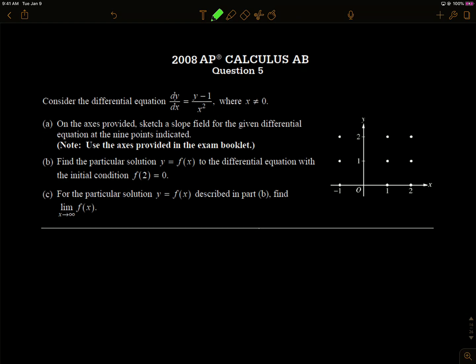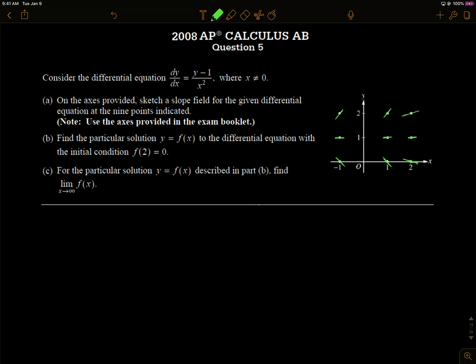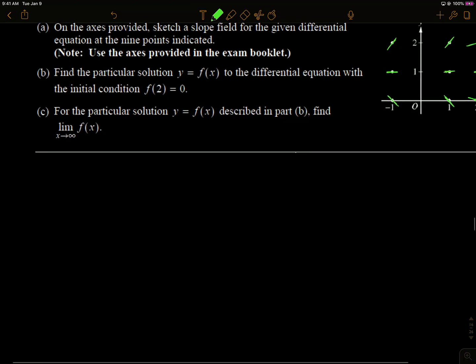Let's look at our next one. Consider the differential equation. On the axis provided, sketch a slope field. I'm going to have you pause the video and do that. I'll do the same, see if our answers match. Okay, welcome back. So you should get something like this.